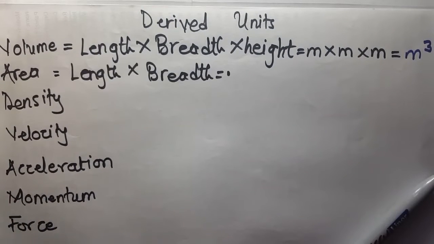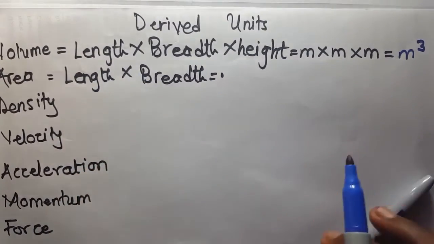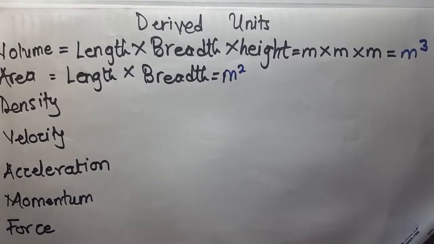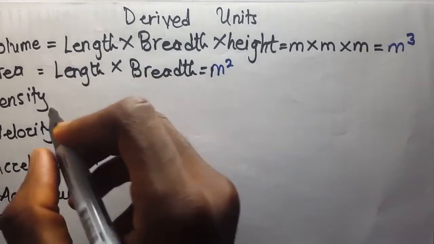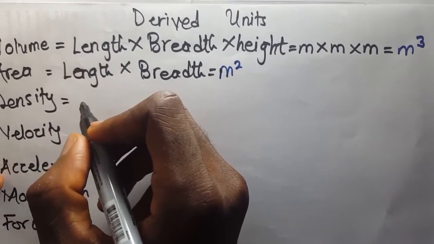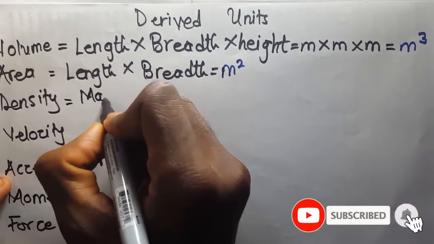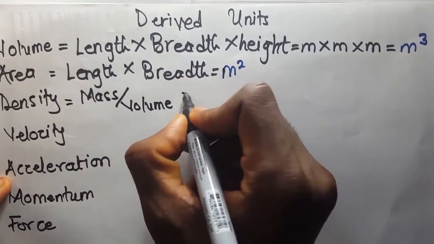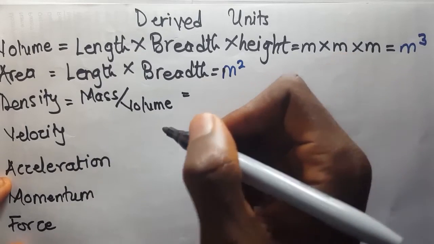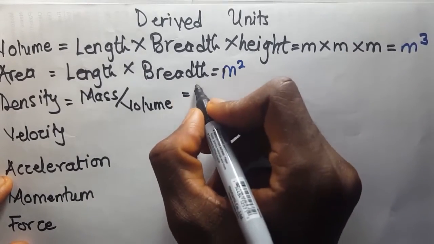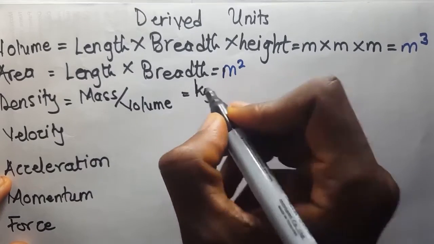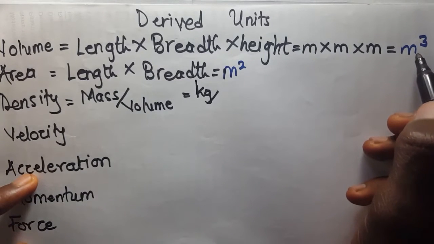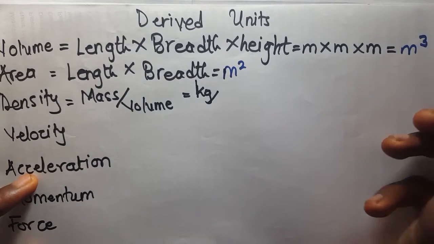Area, we said, is length times breadth, and the unit is meter squared. Now let's look at density. The formula for density is mass over volume. From our basic units, the SI unit for mass is kilogram. And from the derived units, you can see that the SI unit for volume is meter cube.